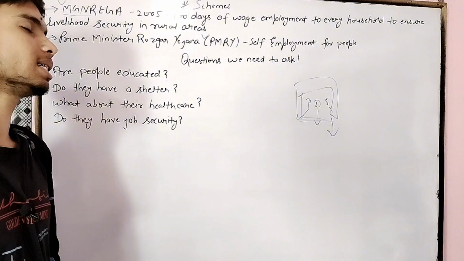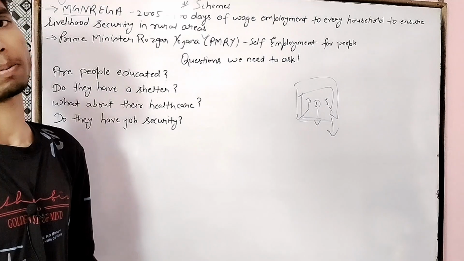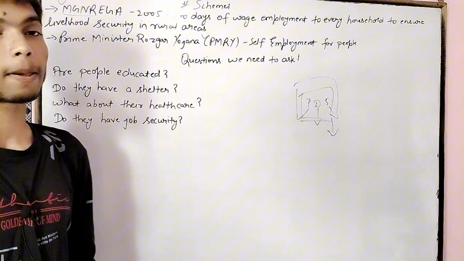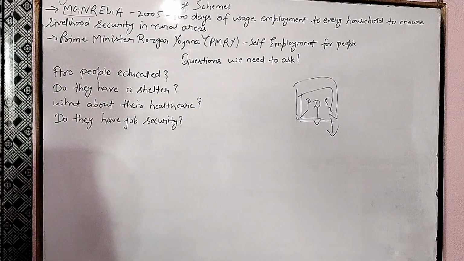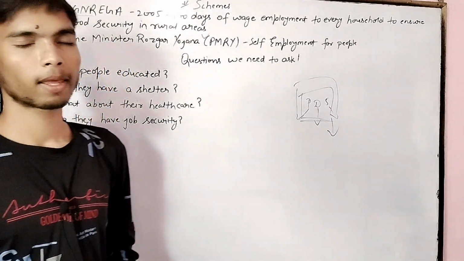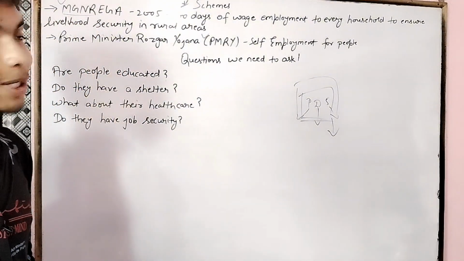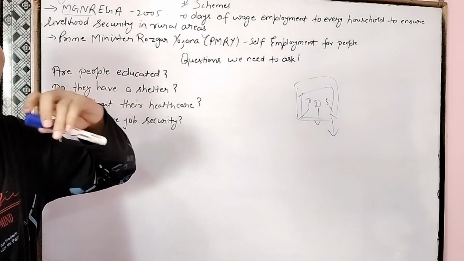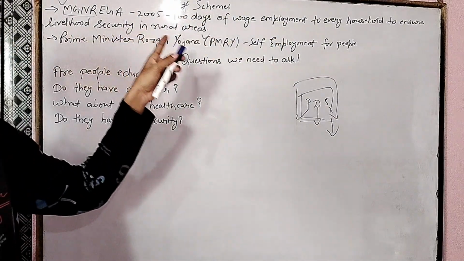But here the condition is that this will apply for rural people, not for urban people. It was made for rural people, for small villages. So let's see the aim of this scheme. The aim of this scheme is to provide employment. It will provide 100 days of employment to rural people and to every household to ensure livelihood security.